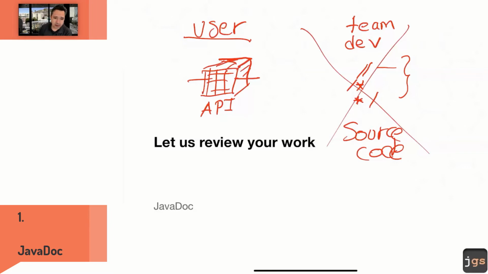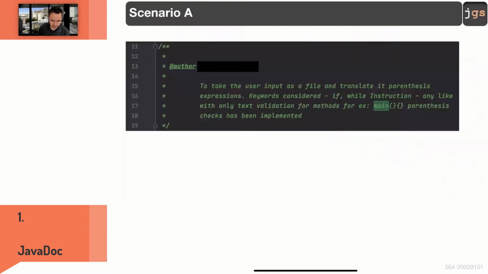Now, regarding your submissions, Javadoc has particular templates to follow. There are guidelines about what you can put in the Javadoc and what is the best recommended, the standard way to follow. I copied some of your lines randomly from diverse projects, and I want to review them with you. Scenario A.